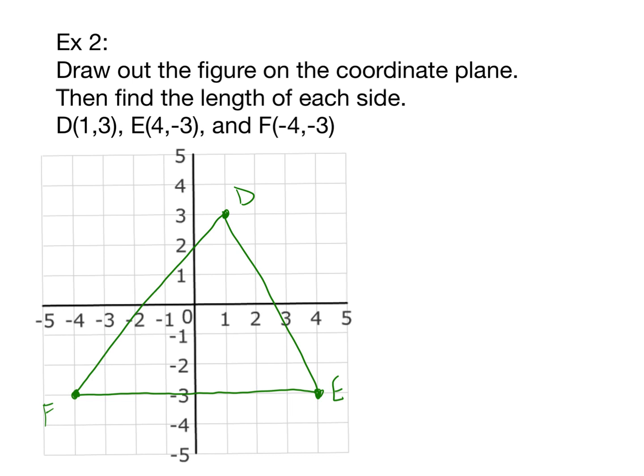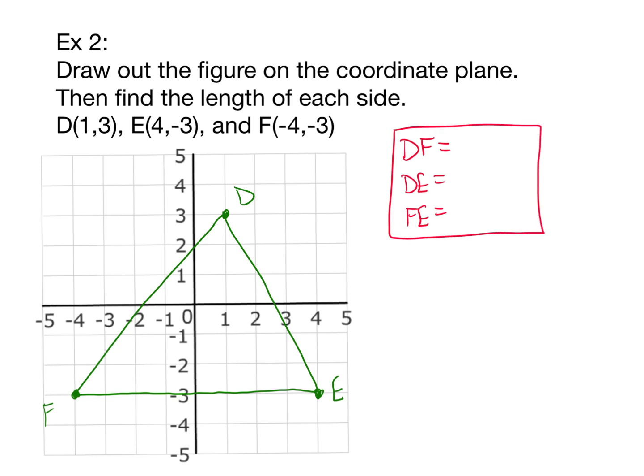All right, so how many sides do we have to find? 3. Tell me the name of one of the sides. DF. Another one. DE. And FE. So however many number of sides is how many lengths we need to find. So the first one, DF. Distance formula or counting? Distance formula. So let's find that. So D is 1, 3. F is -4, -3.